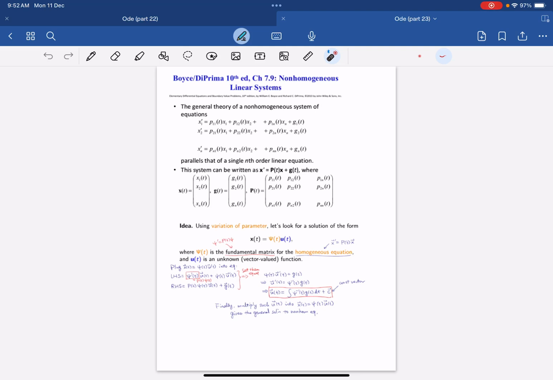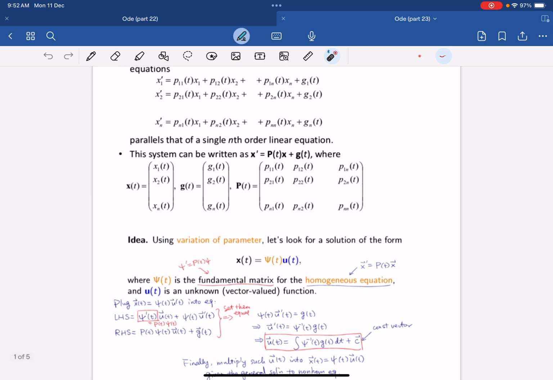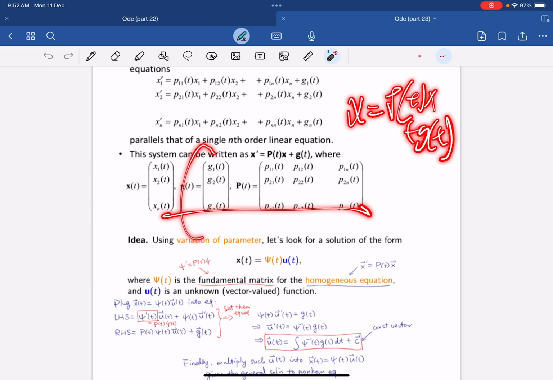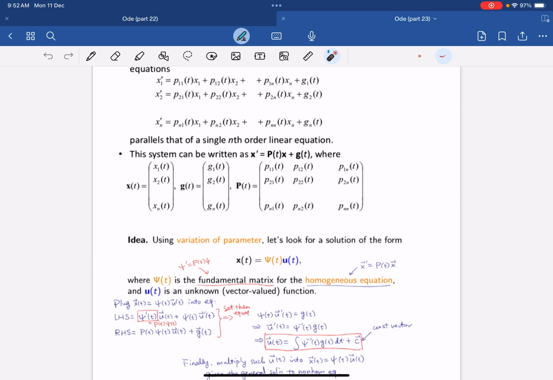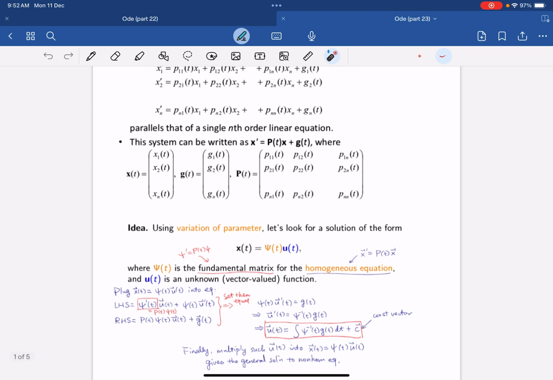Hi, in this video, we'll now talk about non-homogeneous linear systems. And in matrix form, you can write it in the following equation over here. So you just write x' equals P(t)x plus g(t), where g is this vector in terms of t only, x is your unknowns, and P is your coefficient matrix. So how do we want to solve for this non-homogeneous system?